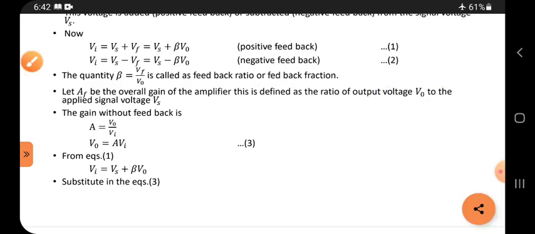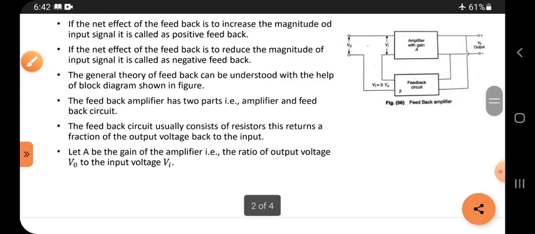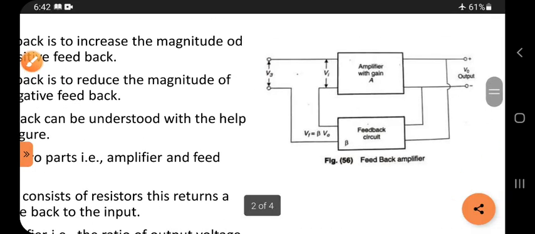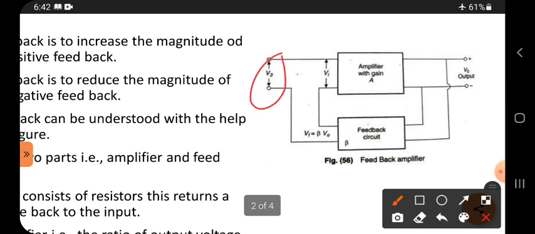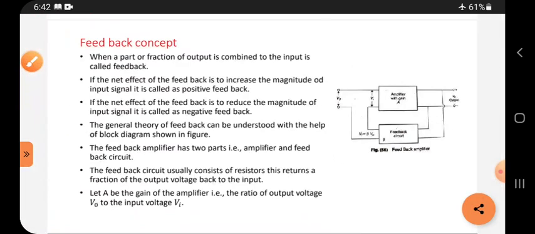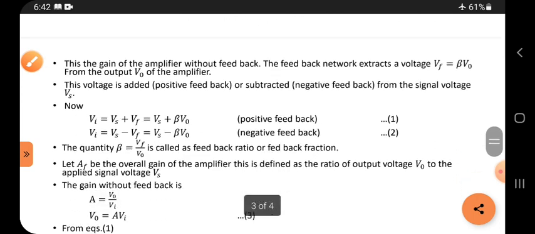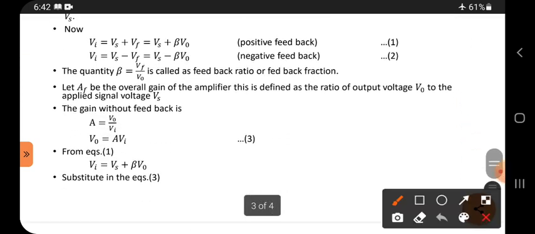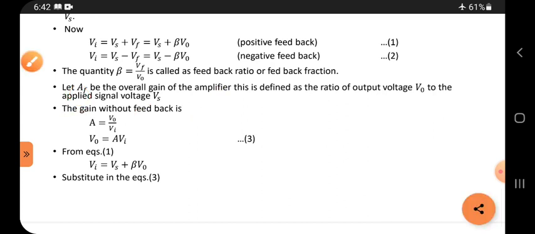So what we apply here, we are applying the signal voltage. So this is the input signal. V0 is the output voltage. AF is what? It is the gain with feedback. Gain without feedback, as we know, is A equals V0 by Vi.